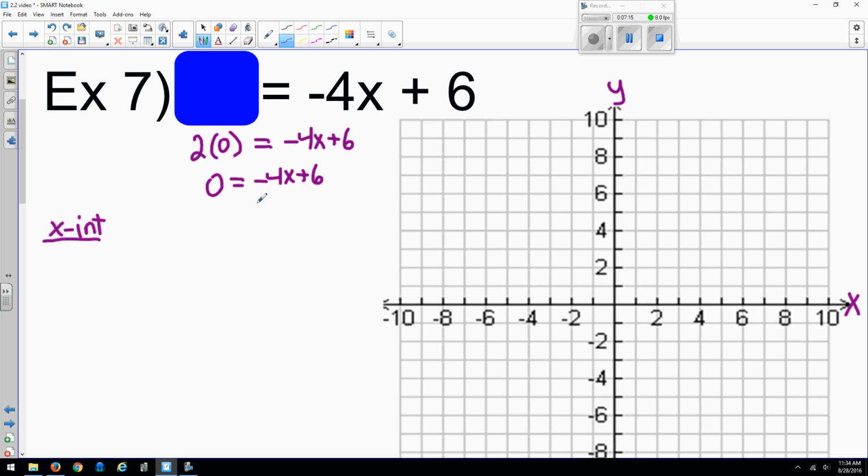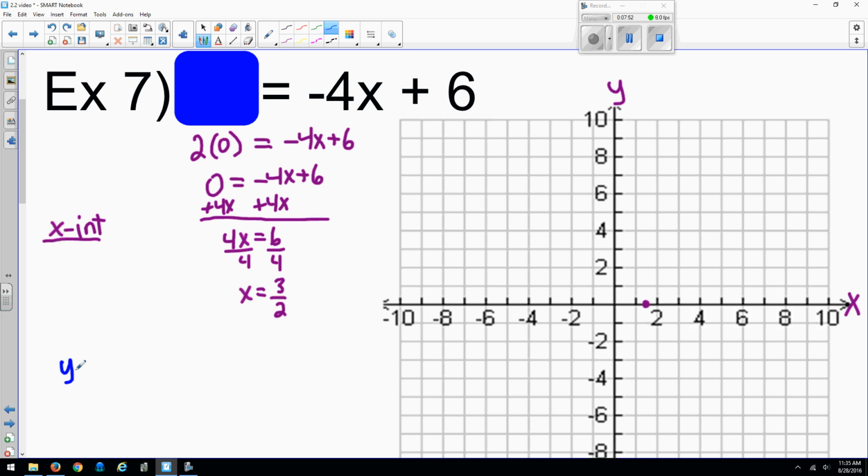So I'm going to go ahead and add 4x to both sides. Divide by 4. And you can certainly reduce. Your calculator can also reduce for you, but I hope that most of you can reduce that. So I have x equals 3 halves. And I'm going to go ahead and plot that on the x-axis. So remember, 3 halves is really just 1.5. So I'm going to go ahead and plot that point. And that's the x-intercept.